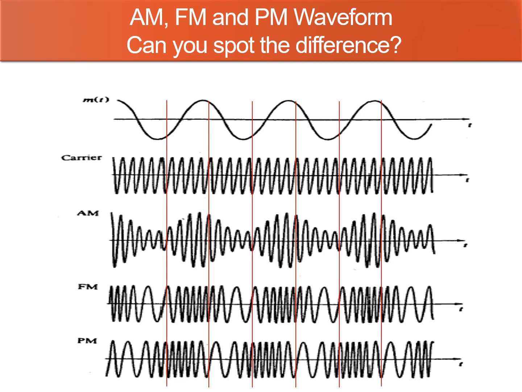Here are the AM, FM and PM waveforms. Can you spot the difference between them? Here is the information, here is the carrier signal. For AM, the amplitude is changing instantaneously according to the information signal, but the frequency remains the same as the carrier. For FM, the amplitude remains the same, but the frequency is now changing accordingly with the information signal. Same goes for PM.